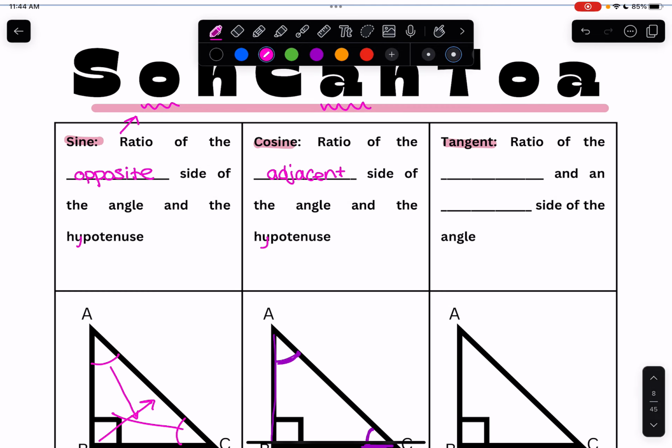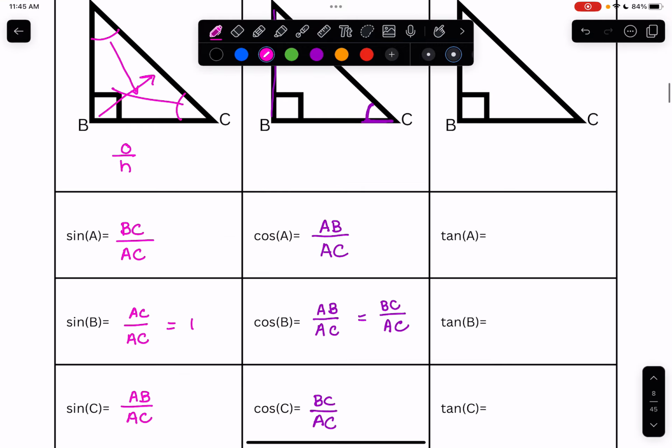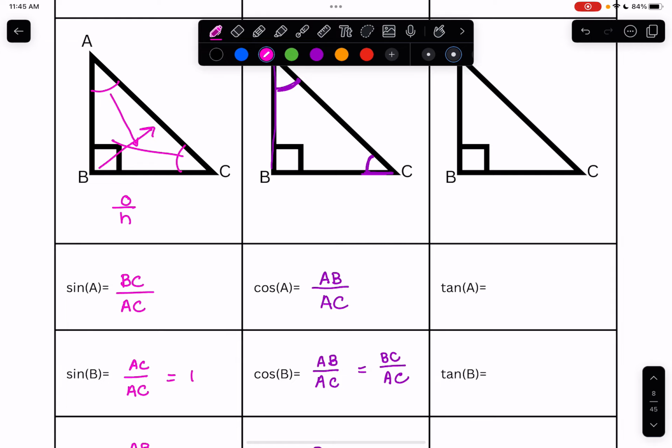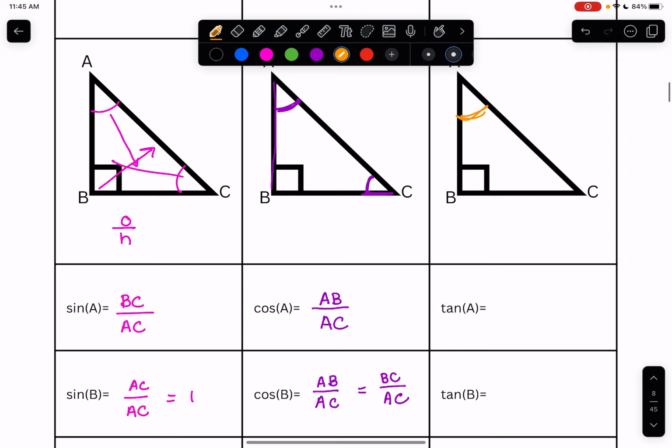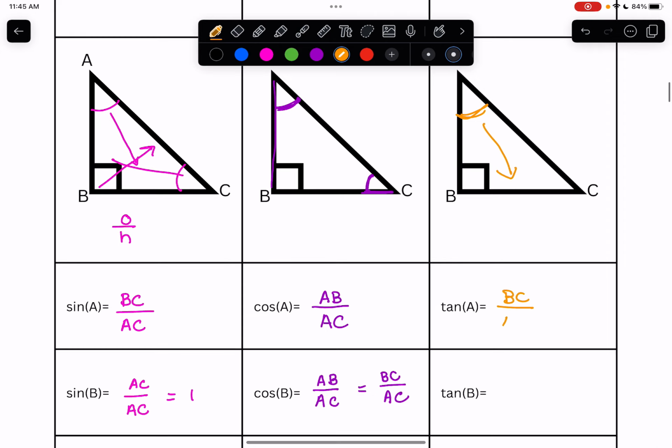And then finally we have tangent. This is the ratio of the opposite side and the adjacent side of an angle. Now if we want to set these up, we look at A: the opposite is BC, adjacent is AB.